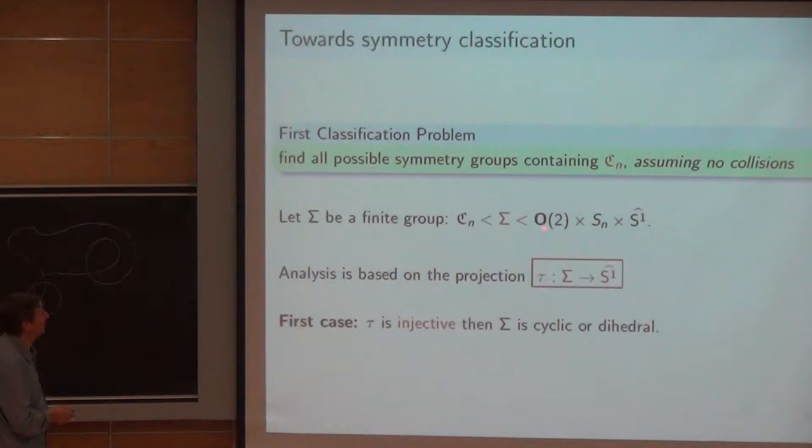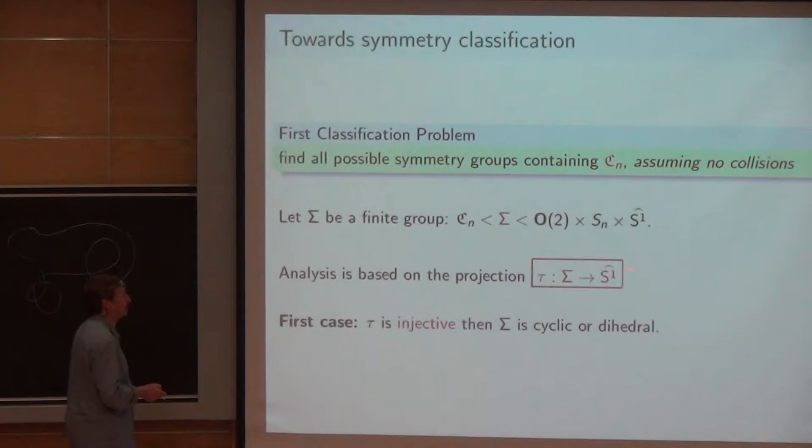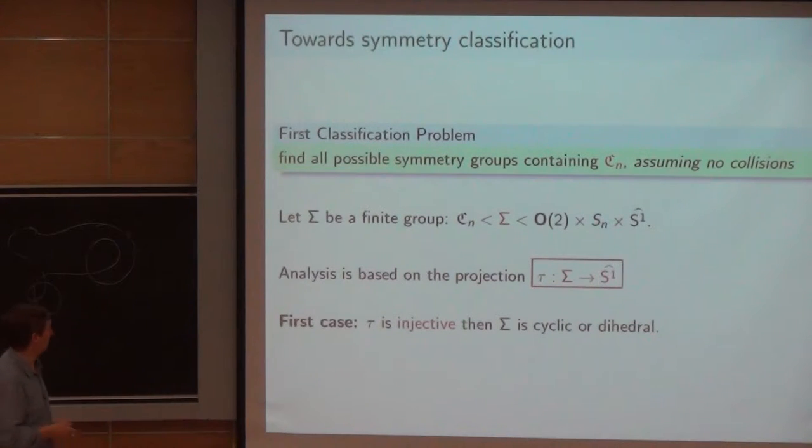It's a subgroup of the big group that's acting. So what curves can have this symmetry sigma, given that there are no collisions? The analysis is based on this projection. We take this group sigma and we project out the time component. There are two cases to consider. First, this projection is injective, and that tells us that sigma is isomorphic to a finite subgroup of O2, so it's either cyclic or dihedral, that's all. And then the other case is that it's not injective, and I'll come to that in a minute and explain what it means.